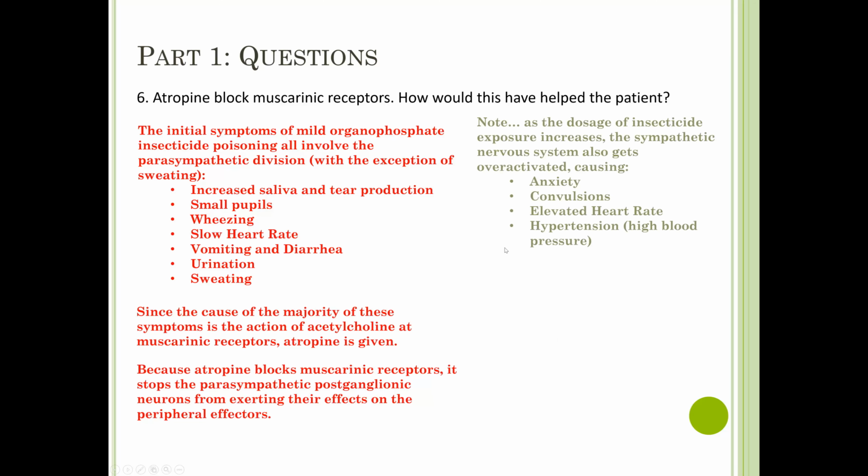But note that as the dosage of the insecticide exposure increases, you can also get activation of the sympathetic nervous system because of activation at the nicotinic receptors. So with higher doses, you can also see anxiety and convulsions. The slow heart rate can swap to an elevated heart rate, and you can end up with hypertension, which is high blood pressure.